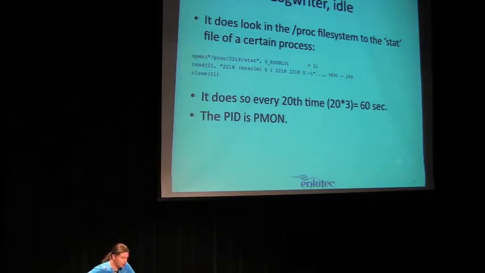Also, what it does is every 20th time it looks in proc for a process, and I looked up the process and it's pmon. So if you kill pmon, it's nice to do on a test database, sometimes your database immediately crashes, and sometimes it takes a little time, and this is one of the reasons why. You kill the process, and eventually logwriter will wake up and will see that the pmon process is gone, and as a result it will terminate the database.